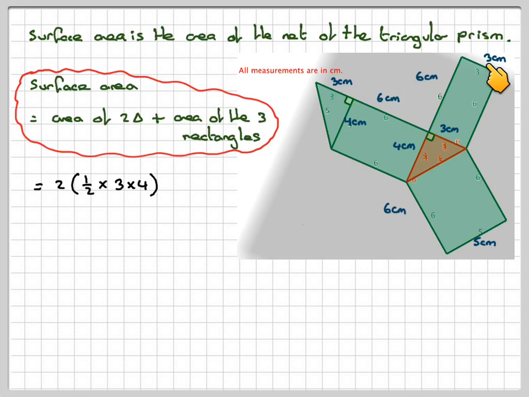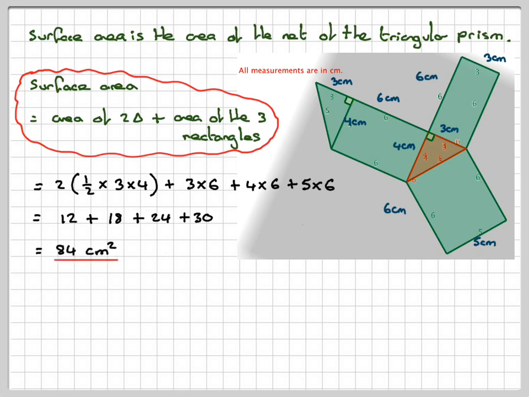plus the area of this rectangle, which is 6 times 3, plus the area of this rectangle, which is 4 times 6, plus the area of this rectangle, which is 5 times 6. We just need to work that out. So a half times 3 times 4 is 6. 6 times 2 gives me 12. 3 times 6 gives me 18. 4 times 6 gives me 24. And then 5 times 6 gives me 30. Then we add those together and we get a surface area of 84 centimeters squared.